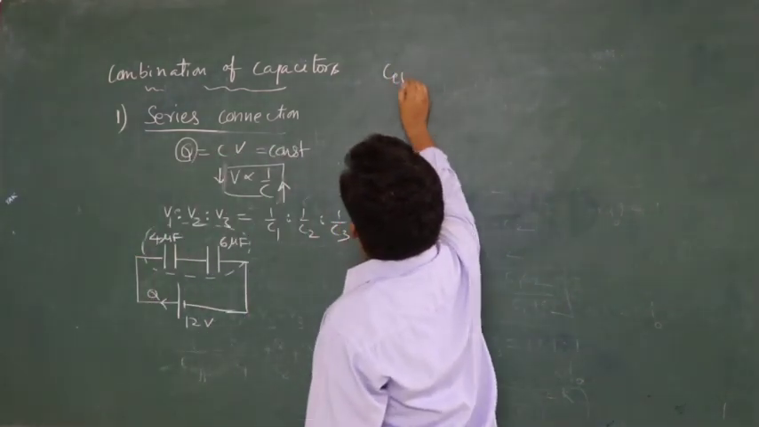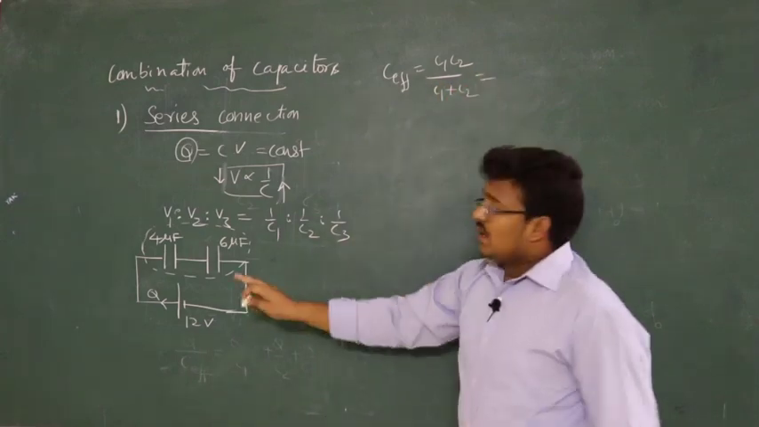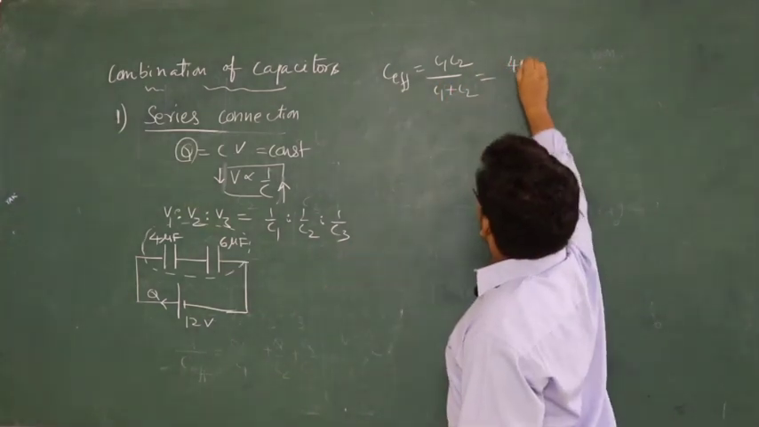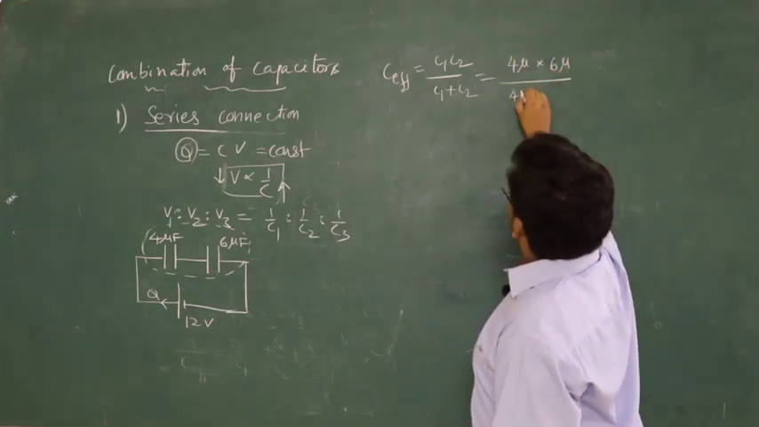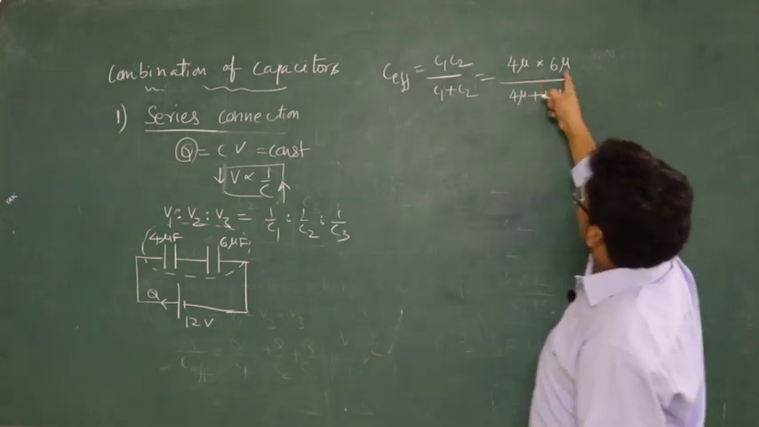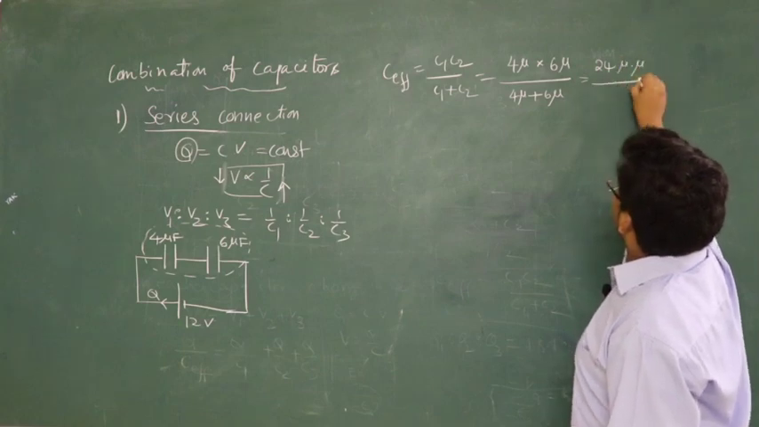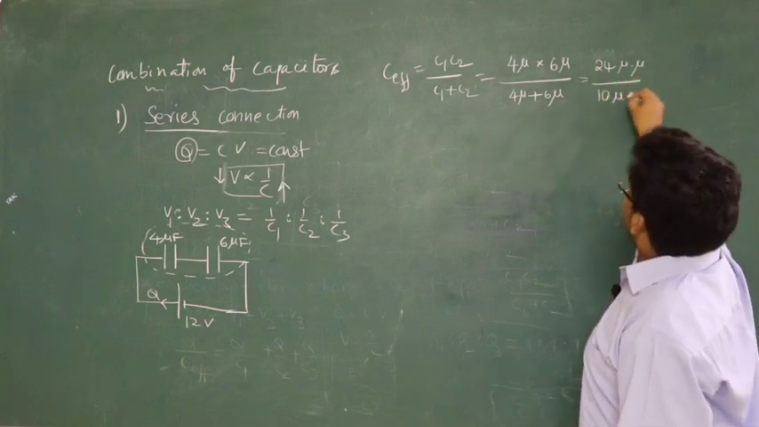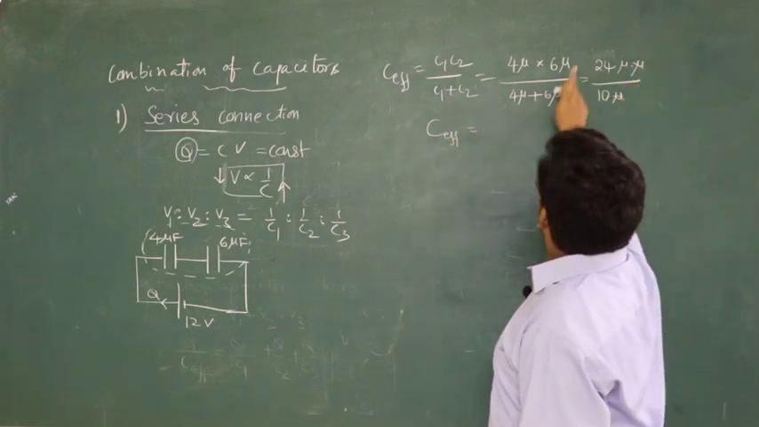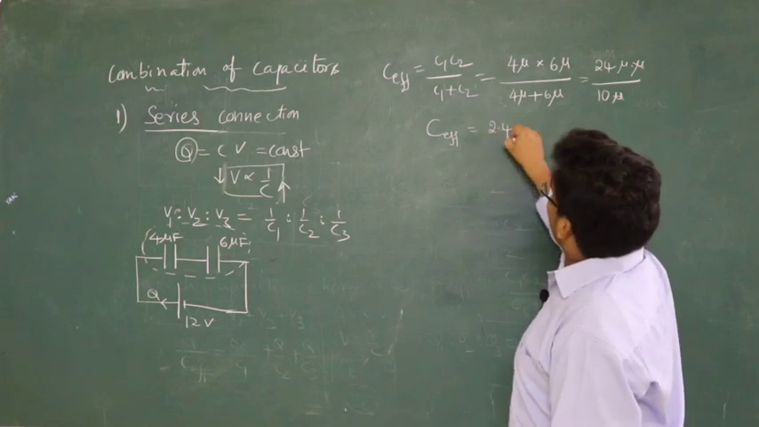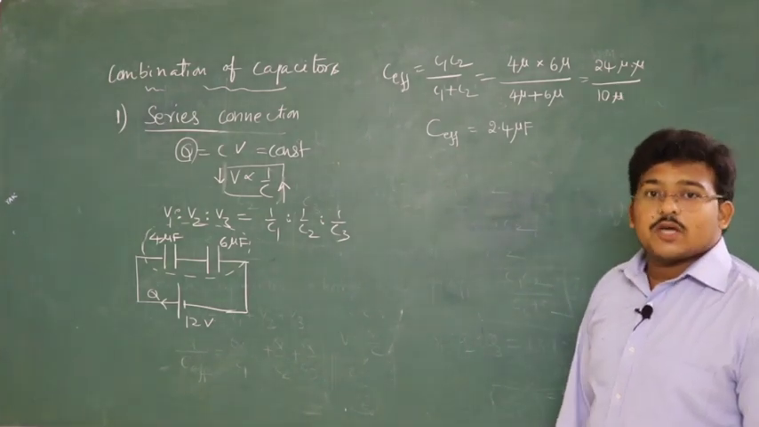What is the formula for C effective? C1 C2 by C1 plus C2. What is the C1 value? It is 4 micro, into the C2 value 6 micro, by 4 micro plus 6 micro. It will be 24 micro into micro, and this is 10 micro, so that 1 micro cancels. Now what is the equivalent capacitance? 24 by 10 is 2.4 microfarad. Farad is the SI unit, microfarad, right?